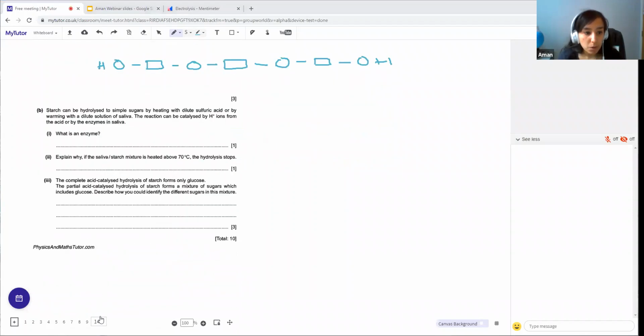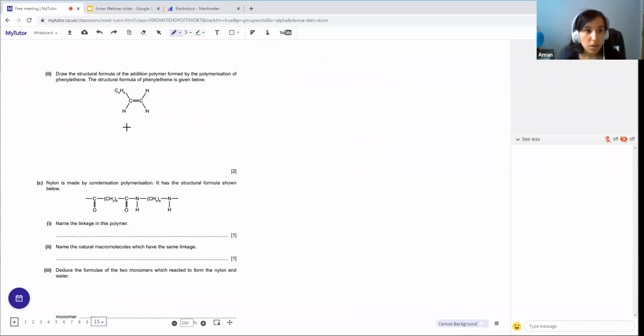Okay, we're not doing that one there. All right, so draw the structural formula of the addition polymer formed by the polymerization of phenylethene. So does anyone remember then? This is addition polymerization first of all, so remember that means only the polymer is formed. What will it look like? How do we draw it? What do I need to remember to do when I'm drawing out the addition polymer for that? Does anyone remember?